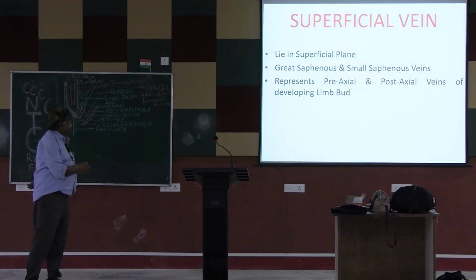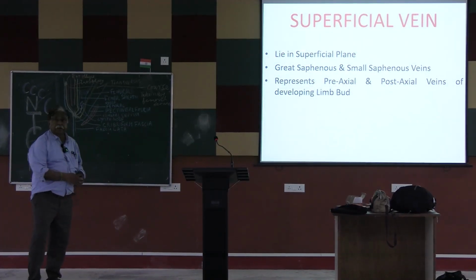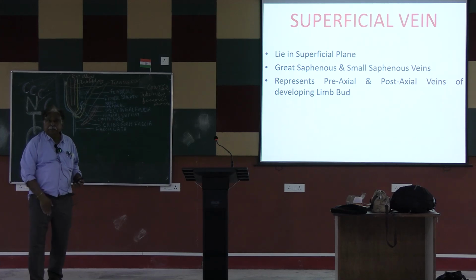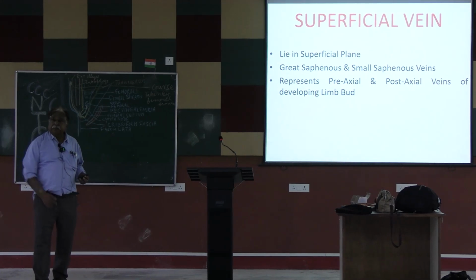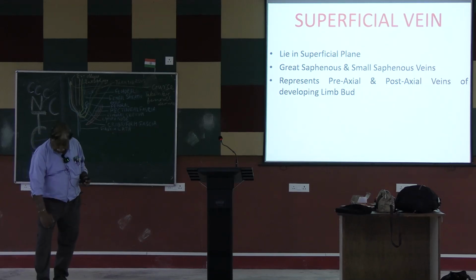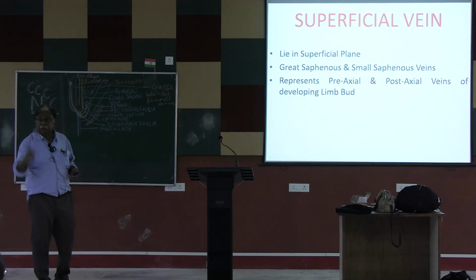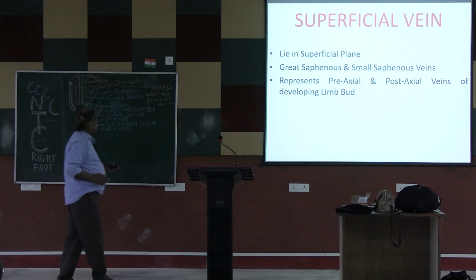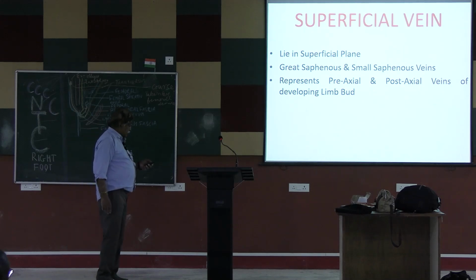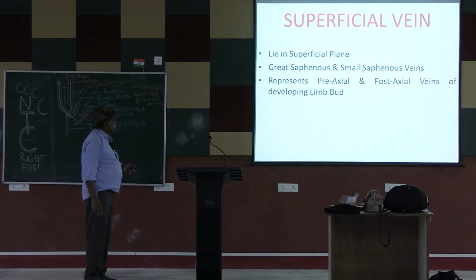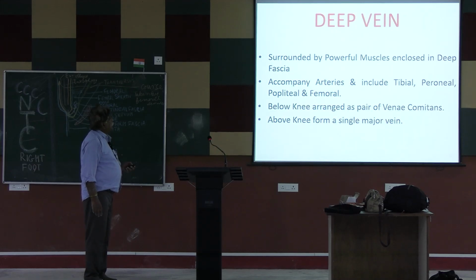Now you see it lies in the superficial plane. You will be dissecting or seeing the dissected body. You will see the veins over here, and also you can see it in your own living body. But when you dissect, you will see that your superficial veins represent preaxial and postaxial veins of the developing limb bud. Now deep vein.